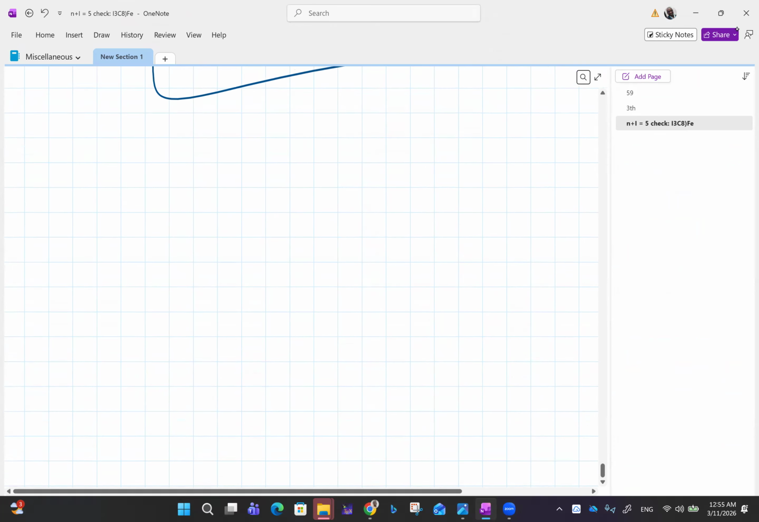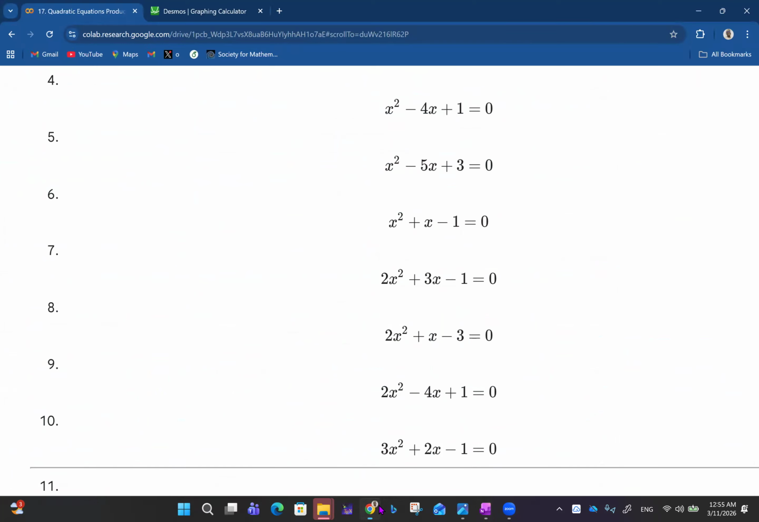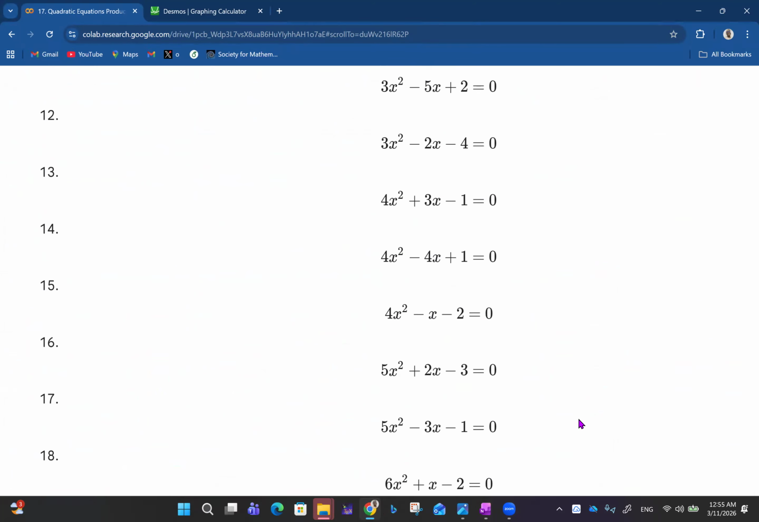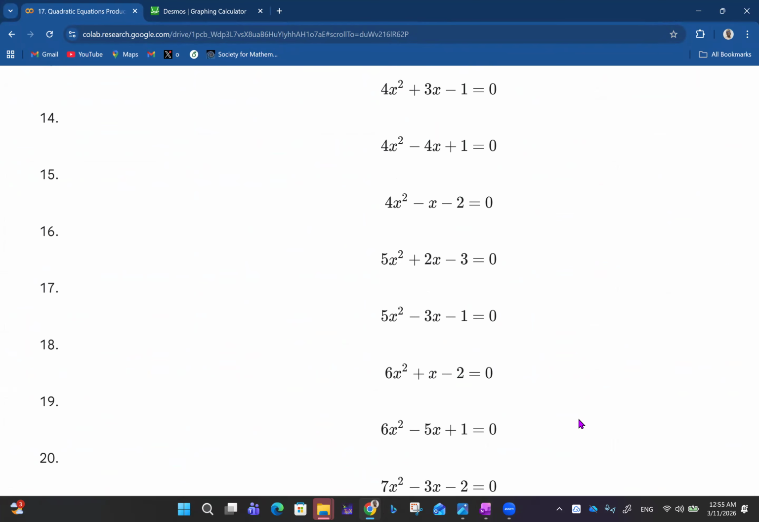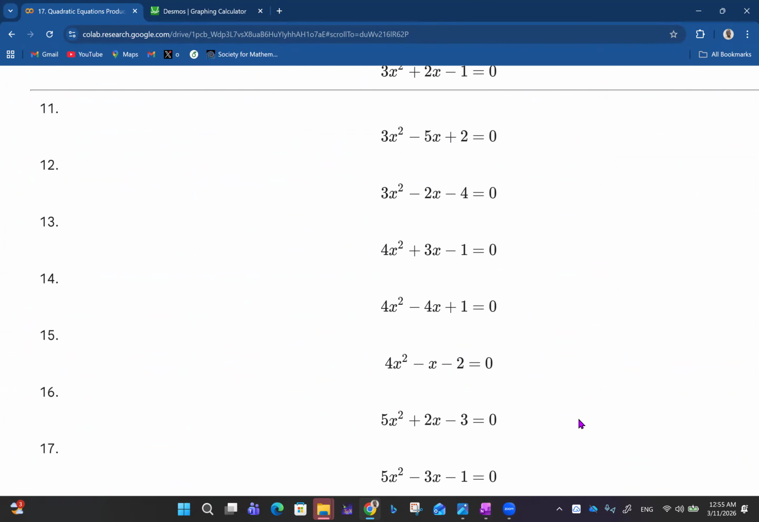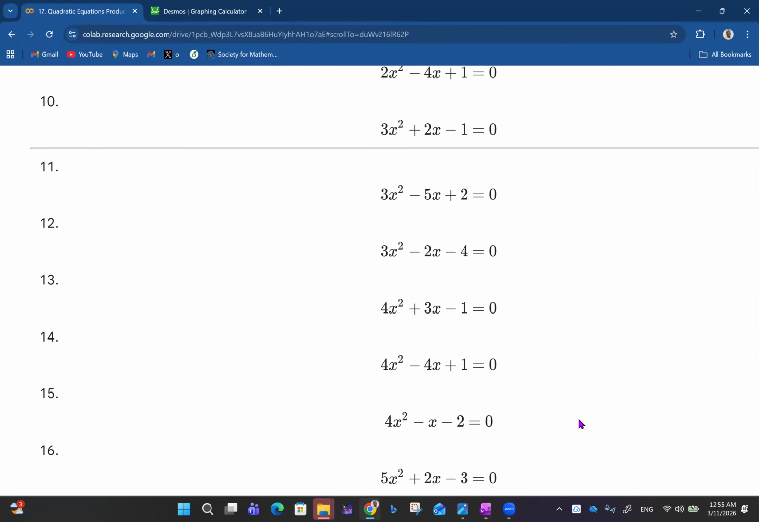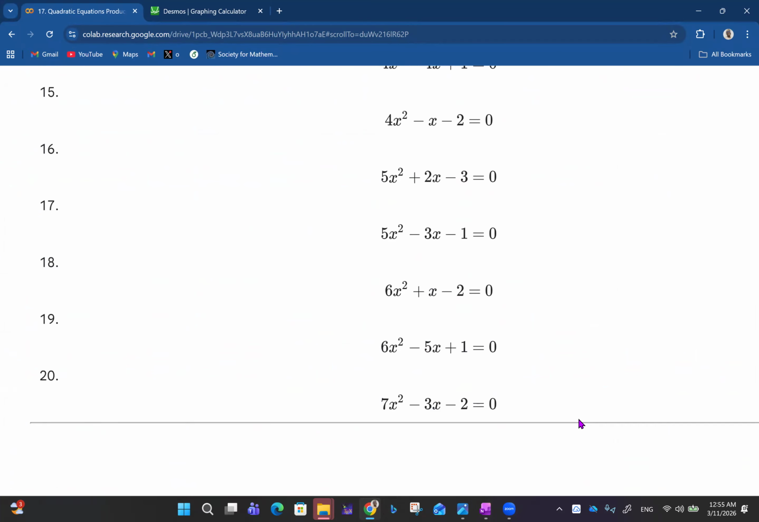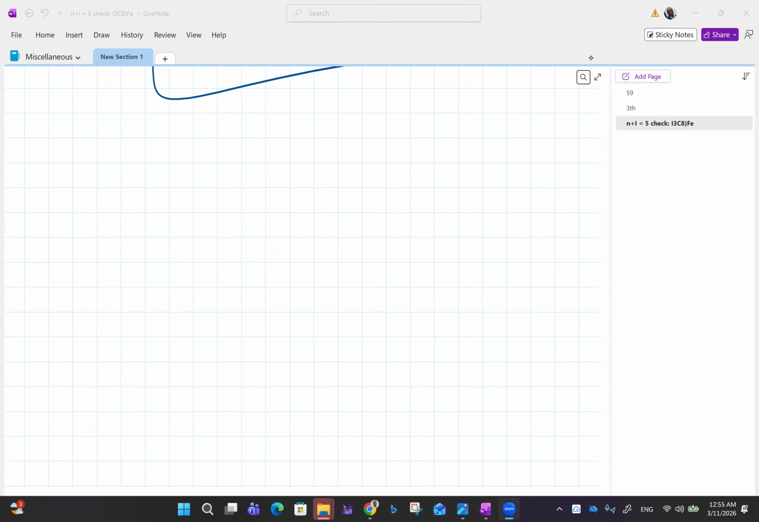So I take one more question from 11 to 20. From 11 to 20, let me see which one can be really difficult here. Okay, let me just take 20 and get going. 7x squared minus 3x minus 2.